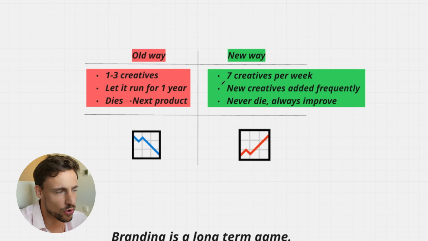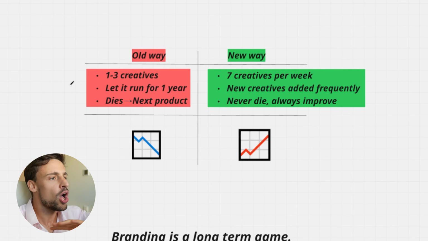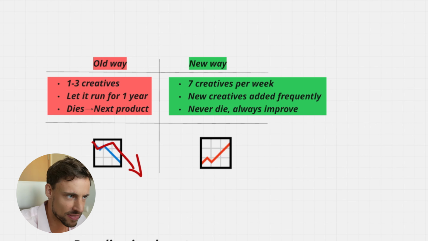Because we have only two ways. There's the old way and there's the new way. The old way was to make only 1 to 3 creatives. You let them run for a year, and once your creative dies, you just say, okay, I'll move on to the next product. But this is only for the losers. It only goes down. Okay, a pump and dump scheme.